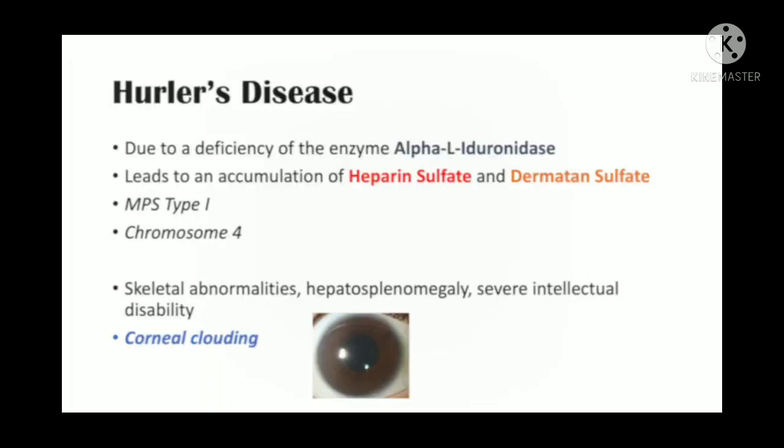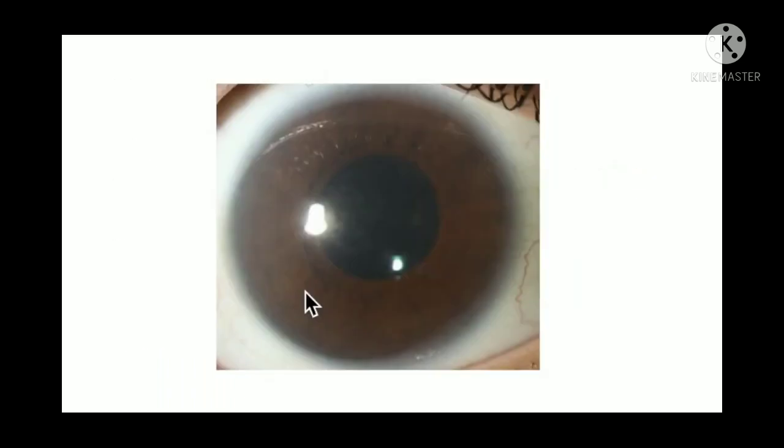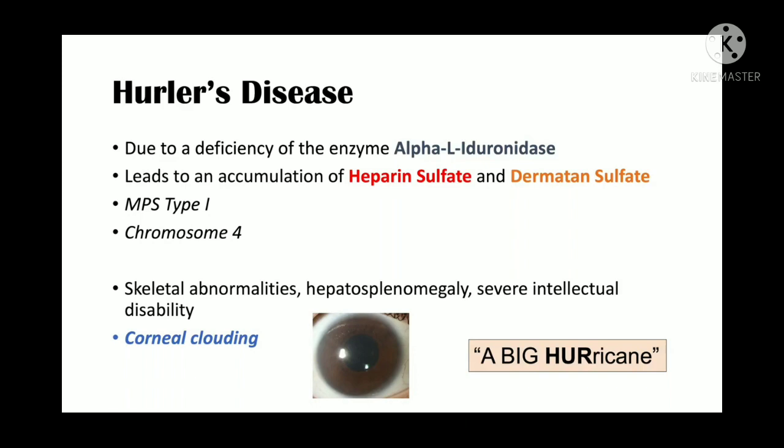So corneal clouding, again, is when you look at an individual's cornea, you're going to see clouding inside the cornea. So you can see here it is very clouded. So how do we remember Hurler's disease? You can think of it by the phrase a big hurricane. Big for hepatosplenomegaly, a big hurricane. Her for Hurler's disease, and a hurricane is clouds, right? There's a lot of clouds in a hurricane, so that's going to help you remember corneal clouding.